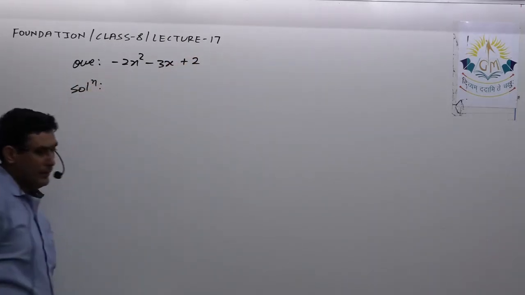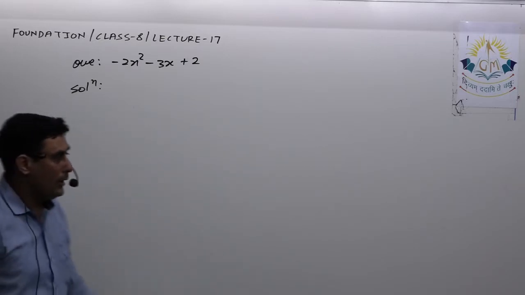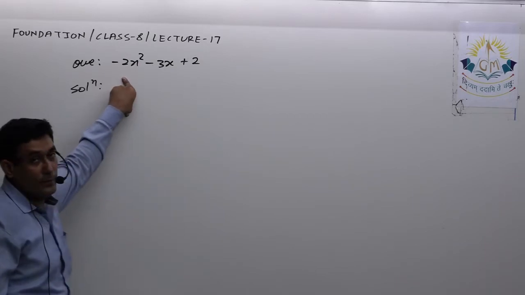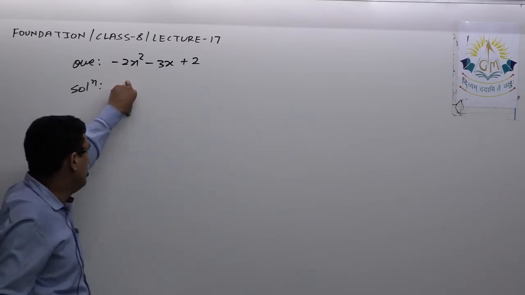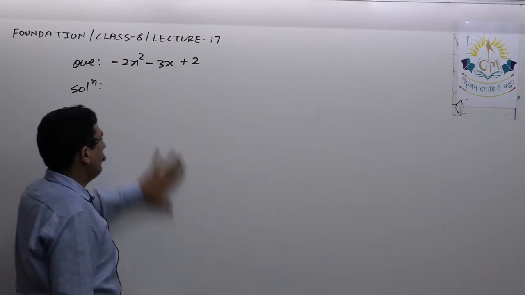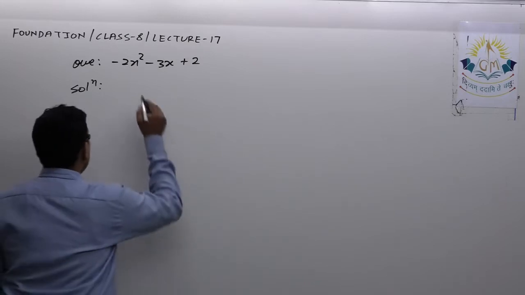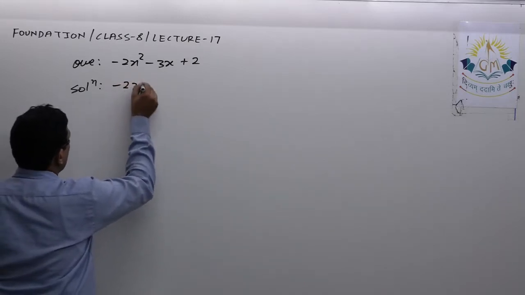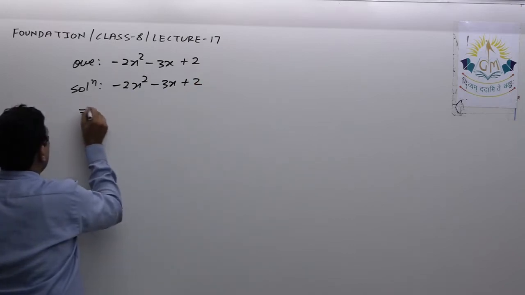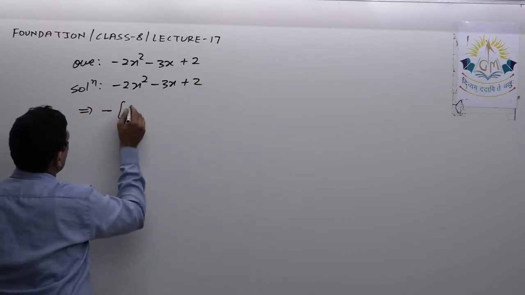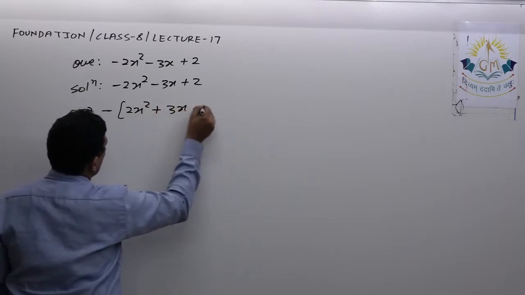Now over here, if we talk about the standard form, yes, it is in the standard form. But if we talk about the first term, it is negative. So before I start factorizing this, I have to make the first term positive. So minus 2x square minus 3x plus 2. Here I write minus sign common, so it will become 2x square plus 3x minus 2.